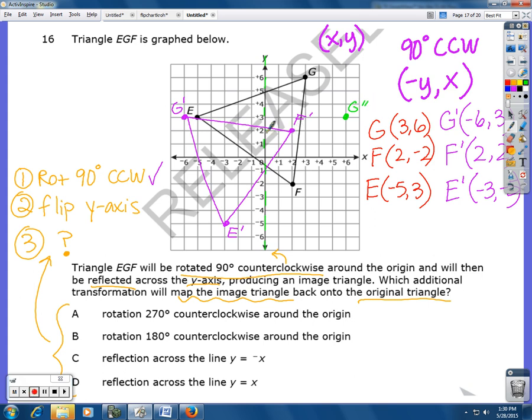For F, F is 2 away from y, so I'm going to count 2 in the opposite direction. Label that F double prime. And E is 3 away, so I'm going to go 3 in this direction. E double prime.